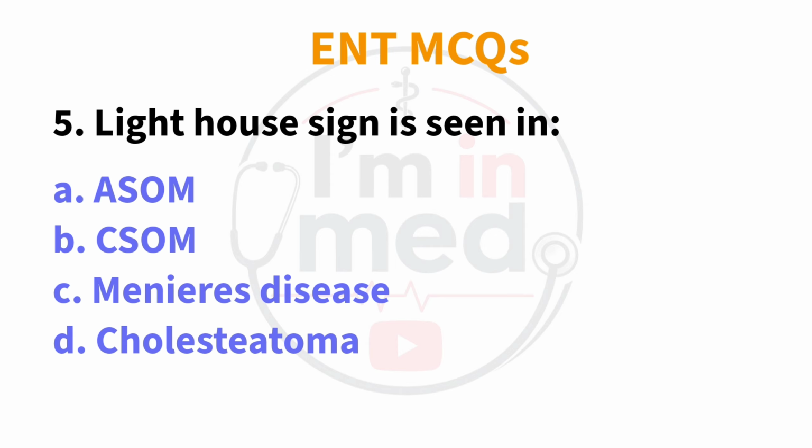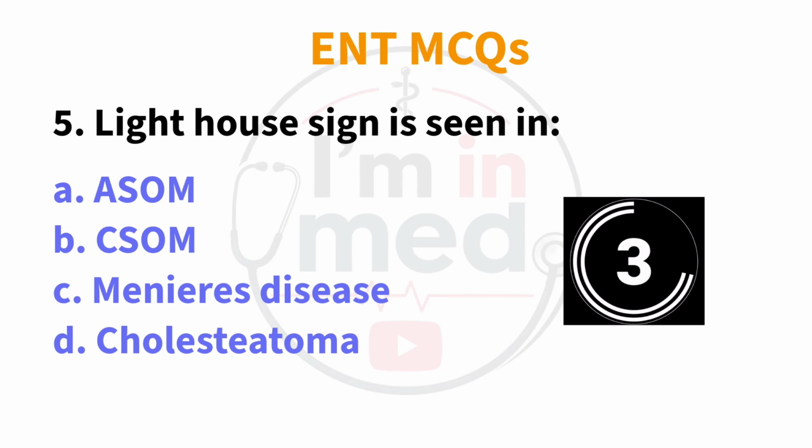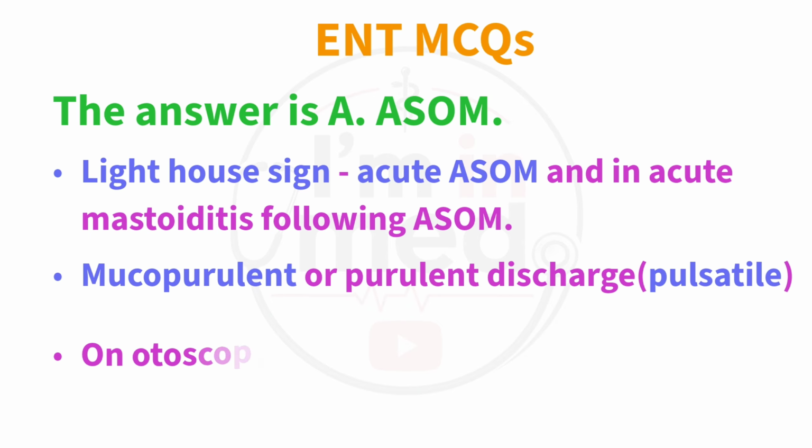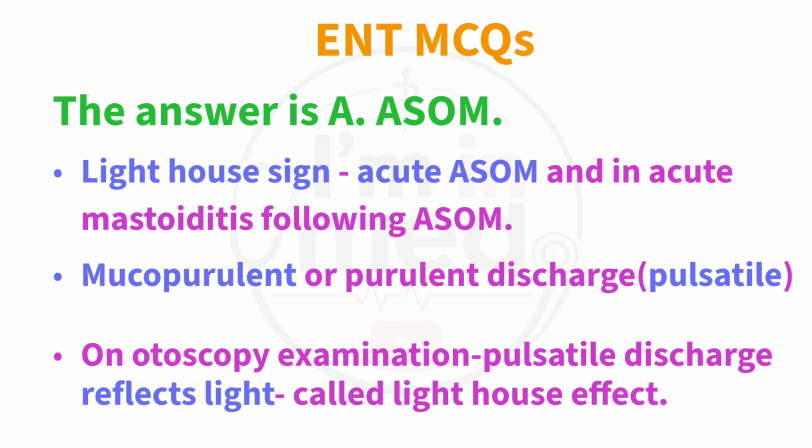Lighthouse sign is seen in: A. ASOM, B. CSOM, C. Meniere's disease, D. Cholesteatoma. The answer is A. ASOM. Lighthouse sign is seen in acute ASOM and in acute mastoiditis following ASOM. There is mucopurulent or purulent discharge, which is often pulsatile. On otoscopic examination of the ear, this pulsatile discharge reflects light, which is called the lighthouse effect.